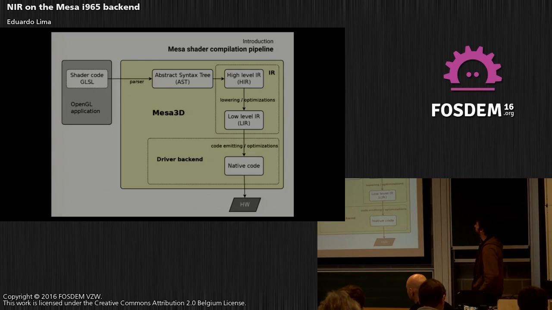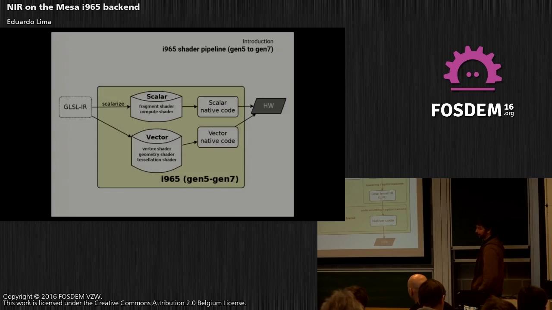This is a simplified picture of the pipeline in Mesa for transforming the GLSL to native code. We first have the GLSL source, then the GLSL IR that I was telling you about before. It's a binary representation of the shader code that we transform with some optimizations, and then it's passed to the backend for transforming this representation to the actual native code that's going to be running in the hardware.